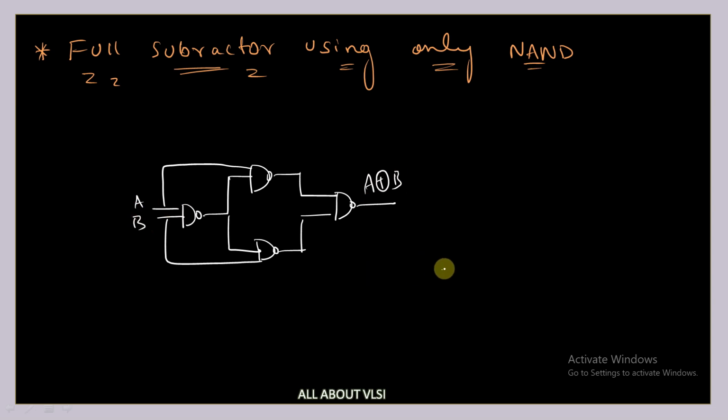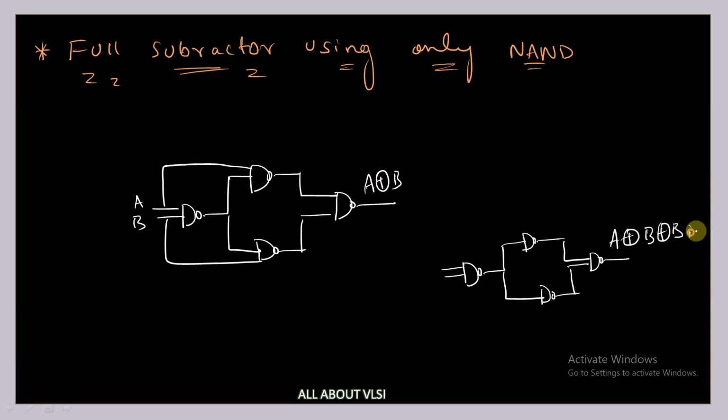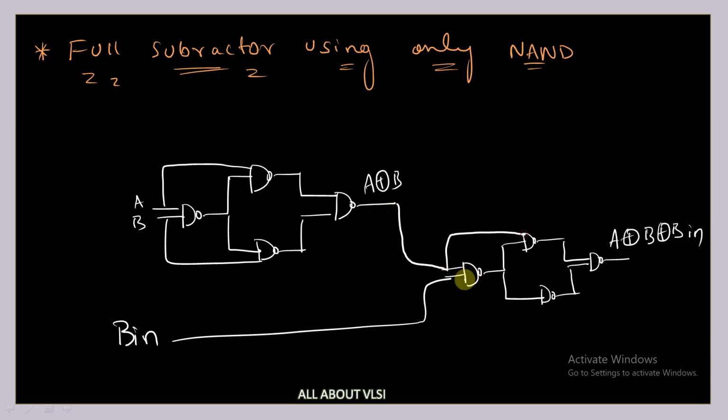And again we can take one more XOR gate over here, and here we are going to get A XOR B XOR B in. This is our difference. Here I am going to take my B in, and I am going to connect it over here, and this A XOR B I am going to give to here. So this is my difference.